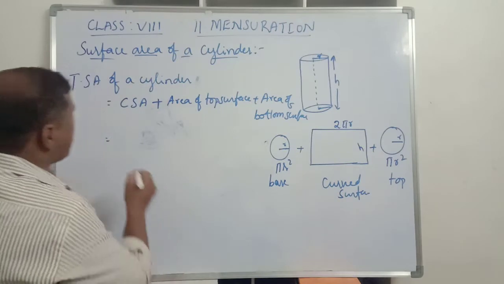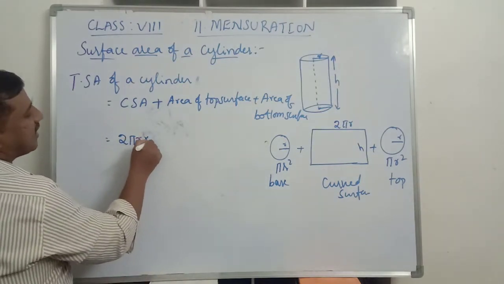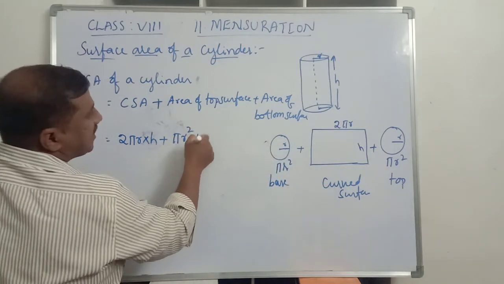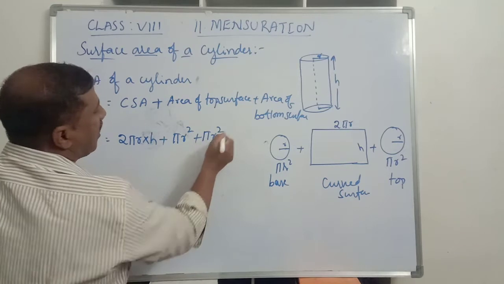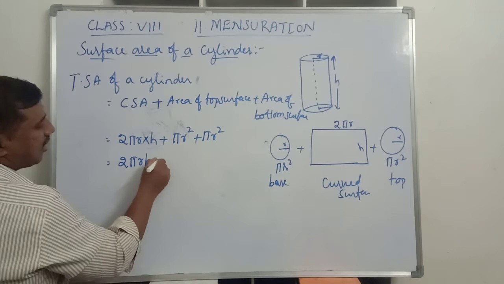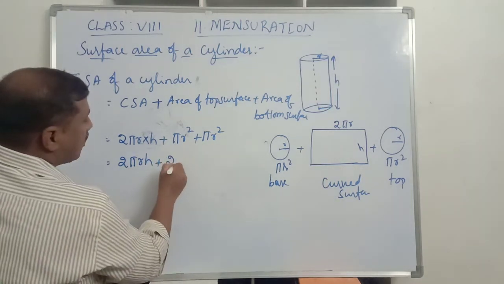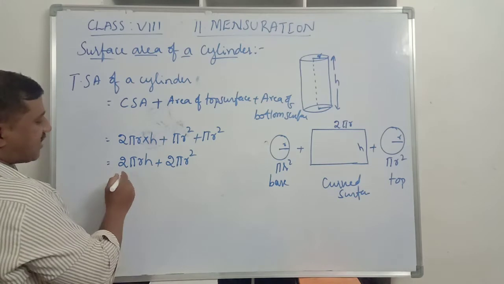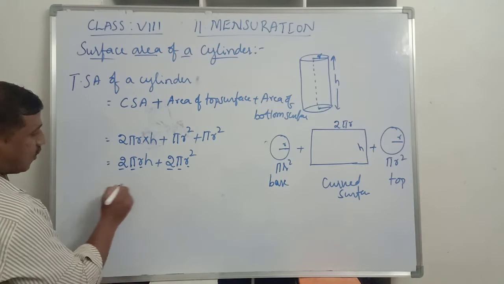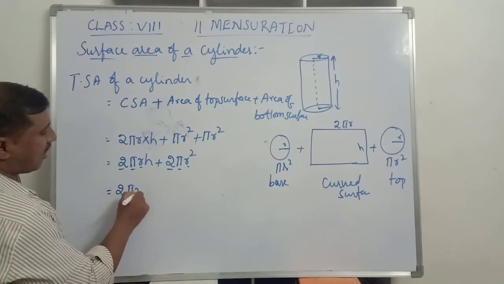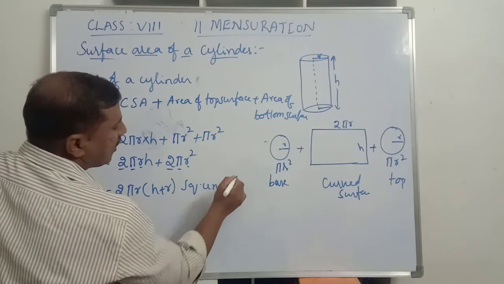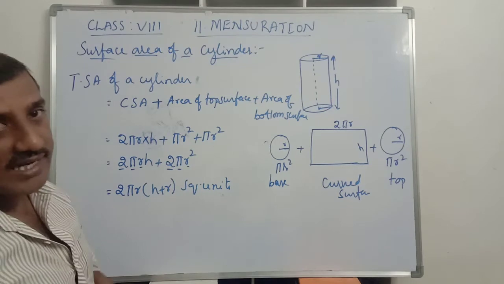Here the length is equal to 2 pi r, into breadth, which is the height h, plus the area of the top surface, pi r square, plus the area of the bottom surface, which is also pi r square. Now it is 2 pi r h plus 2 pi r square. Here 2 is common, pi is common, and r is also common. So taking common, it is 2 pi r into h plus r square units. This is the total surface area of the cylinder.